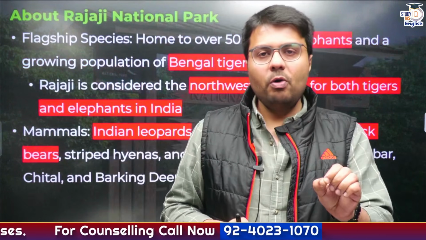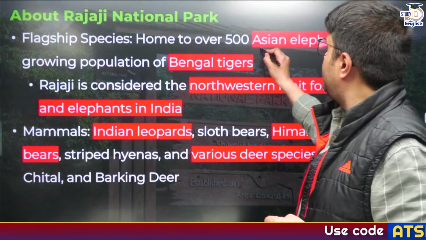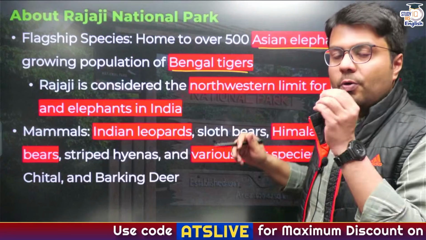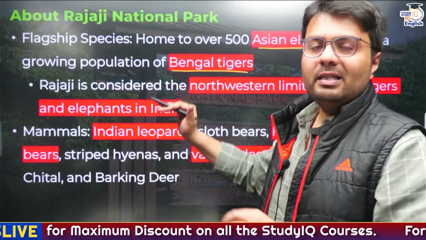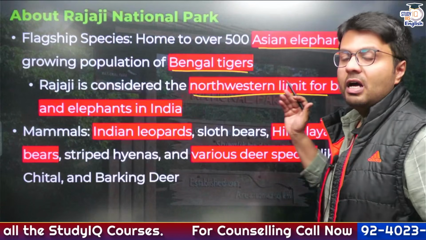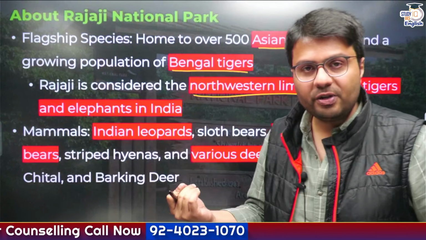Now let us talk about the fauna that is available, basically the animals that can be found in the Rajaji National Park. The flagship species of this national park are Asian elephants, more than 500 are present there, and it also has a growing population of the predator species Bengal tigers. What you need to understand is that Rajaji National Park in Uttarakhand is the northwestern limit for availability of both Bengal tigers as well as Asiatic elephants in India.